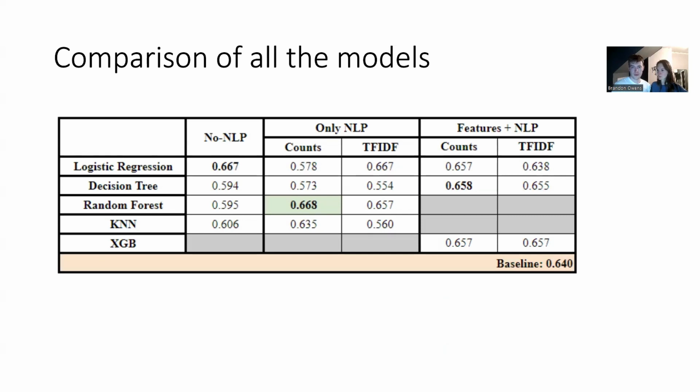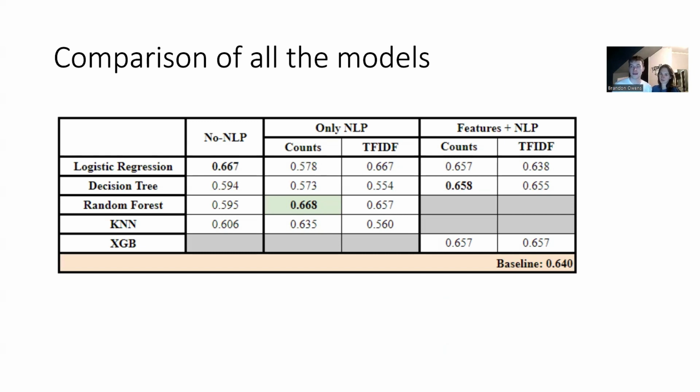Then we went through and first ran the no NLP section. We just ran our features that didn't have any NLP through logistic regression, decision tree, random forest, and k nearest neighbors. Here the logistic regression performed the best at about 66.7%. Then we did only NLP, where we ran the counts matrix and the TF-IDF matrix as our different features. The random forest for the counts was the best at about 66.8, so barely any better.